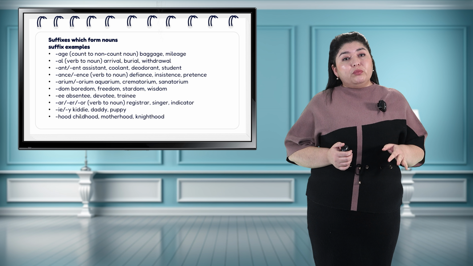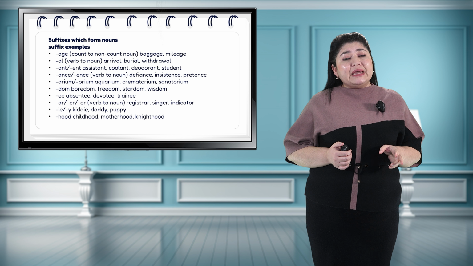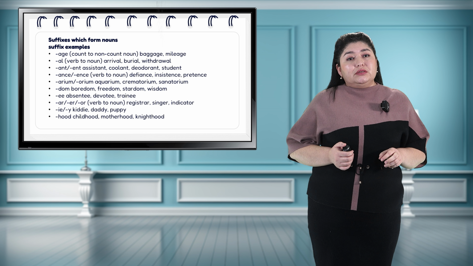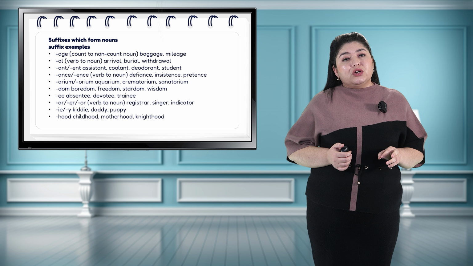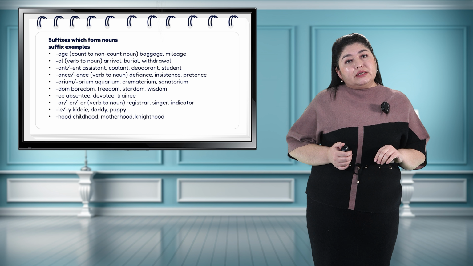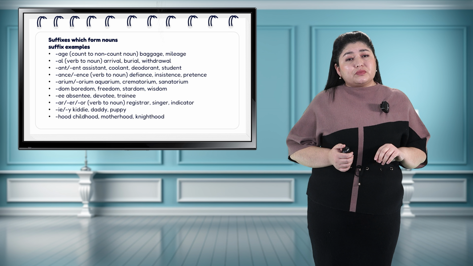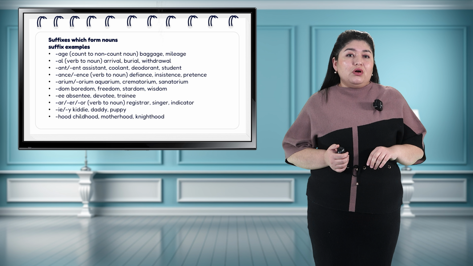Suffixes which form nouns, suffix and examples: for example, age: baggage, or mileage; al: burial; or ant: assistant, or student, and so on. Or dom: wisdom, freedom, or stardom; or er, or or. Here are given some examples: singer, or indicator; or hood: childhood, motherhood, and so on.